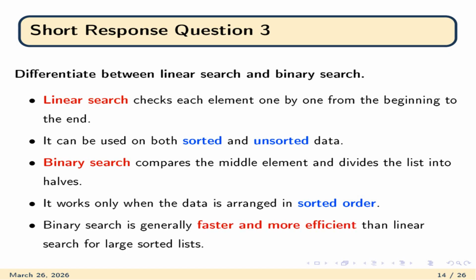Binary search is generally faster and more efficient than linear search for large sorted lists.